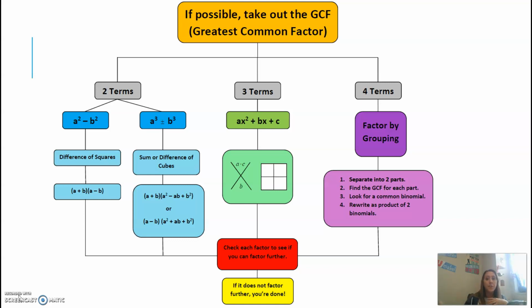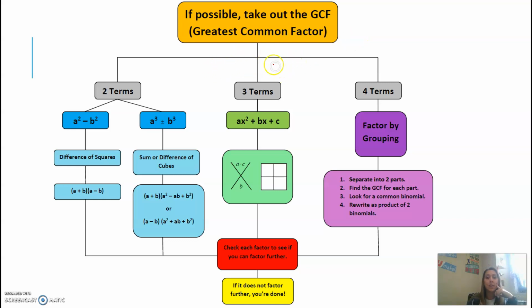Can we factor further? So the questions that we want to always ask ourselves when we're looking at a factoring problem is, can I take out a GCF? I always want to start with, and if you want to write these questions down, I would in my notes: 1, is there a GCF? If there is, take it out. That's where we should always start.